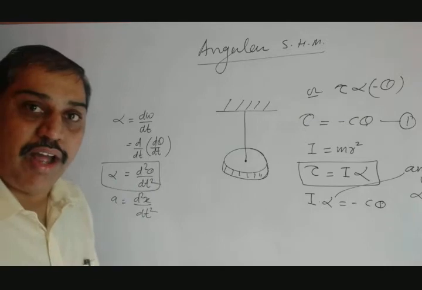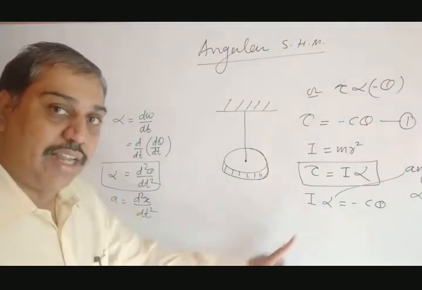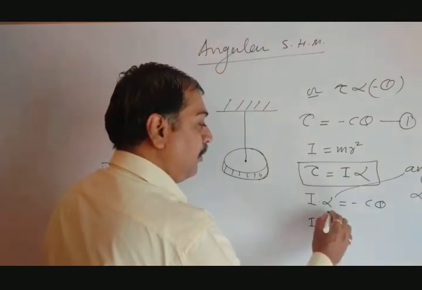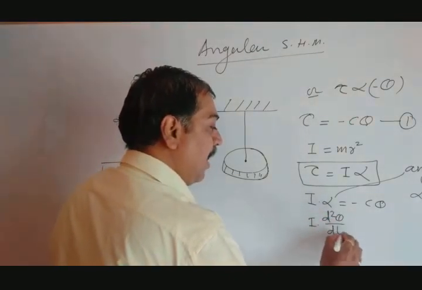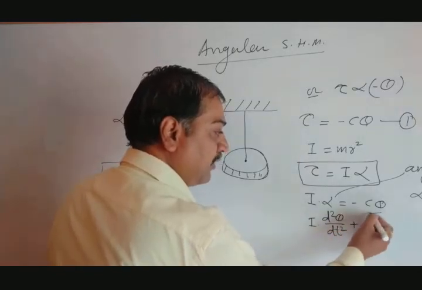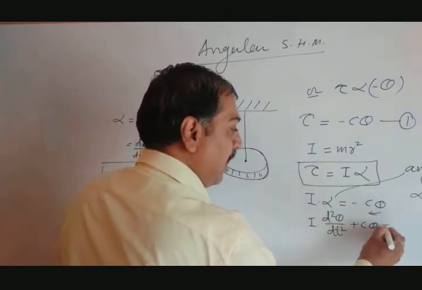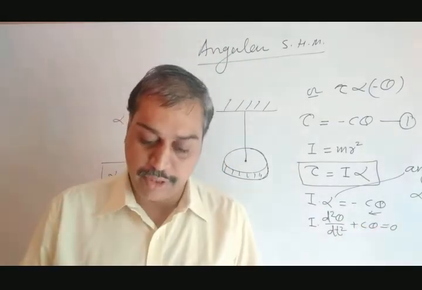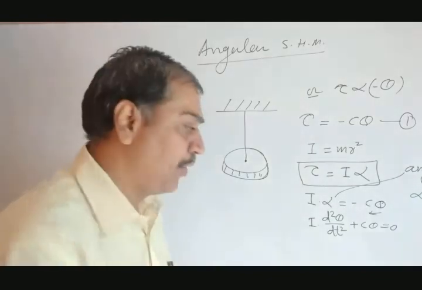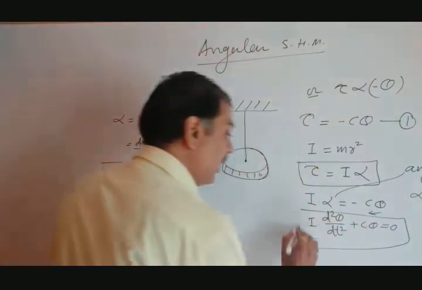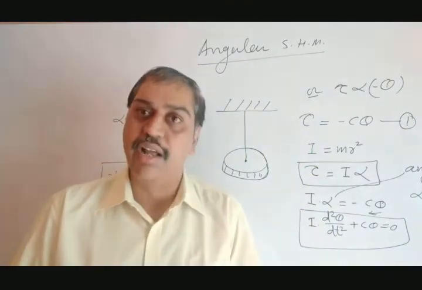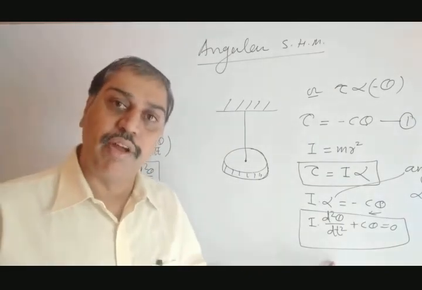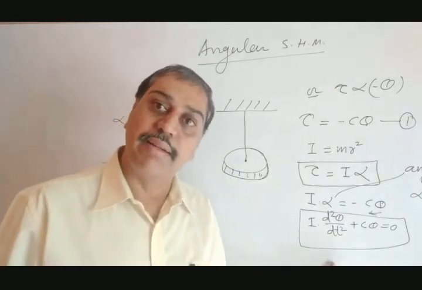So this value of alpha, you have to put it in this equation and rewrite the equation. You can write the same equation as I into d2 theta divided by dt square, move this term to this side, plus c into theta equal to 0. Plus c into theta equal to 0, and that is equation 5.32 in your book, and this is said to be the differential equation for a particle performing angular simple harmonic motion.